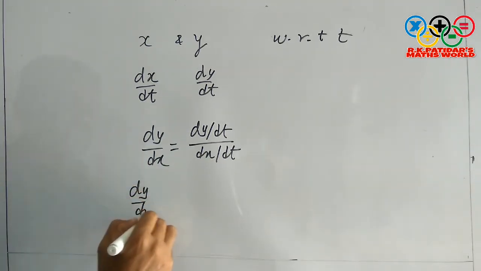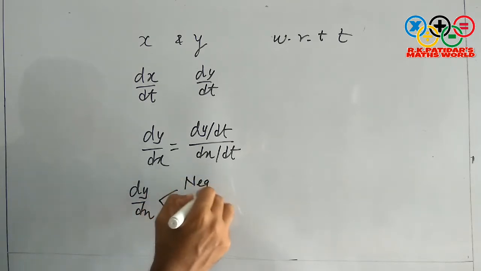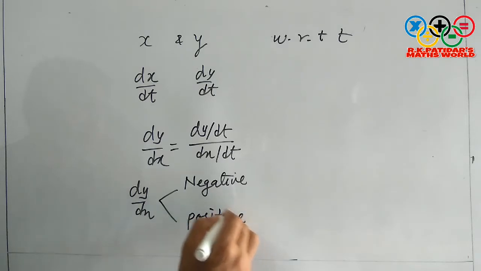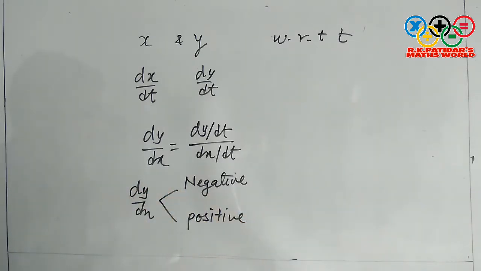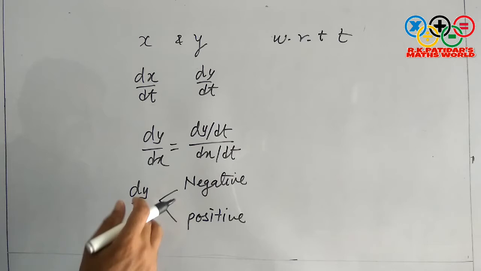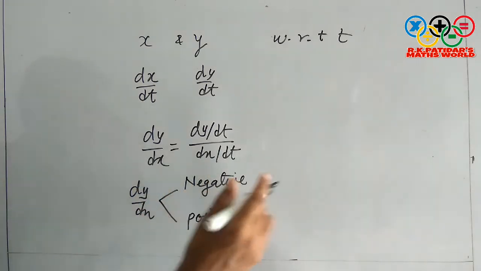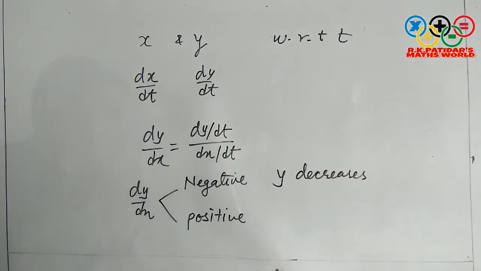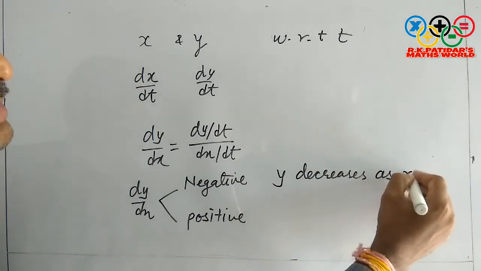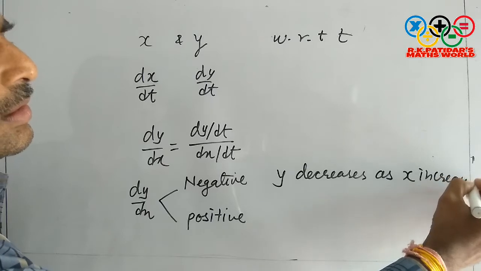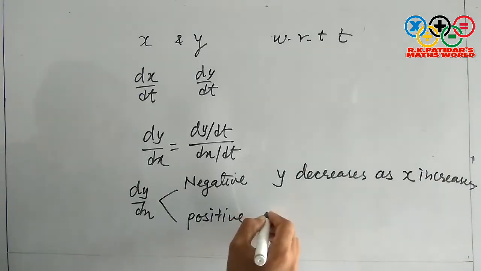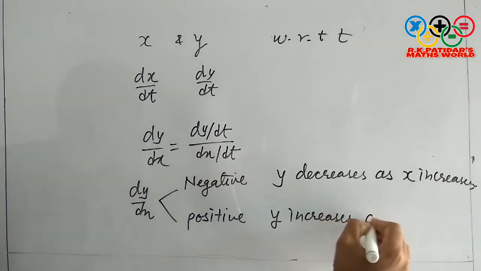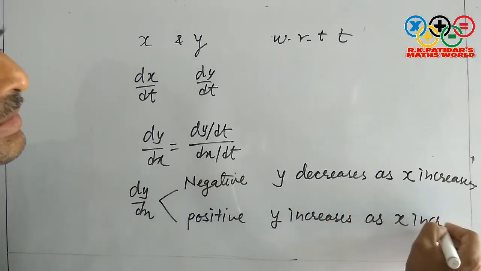Now one more thing, dy by dx may be negative or positive. The value of the derivative may be positive or negative. If it is negative, then y decreases as x increases, and if it is positive, then y increases as x increases.